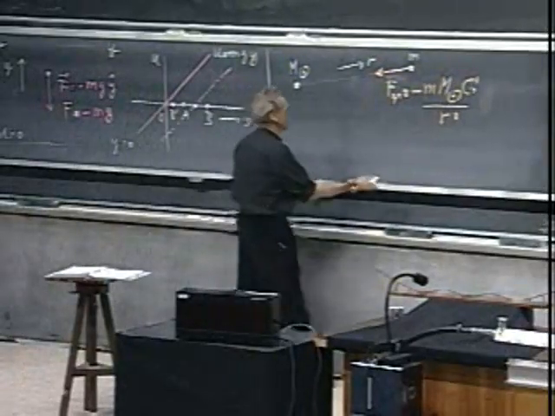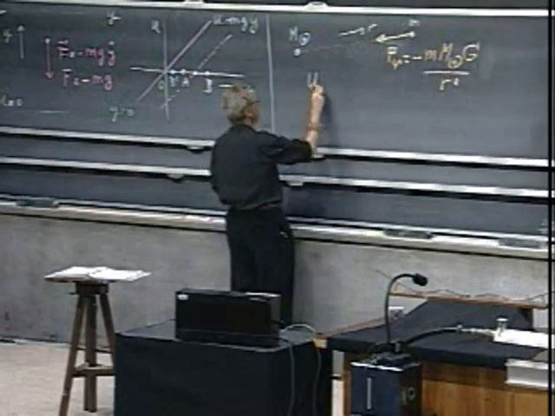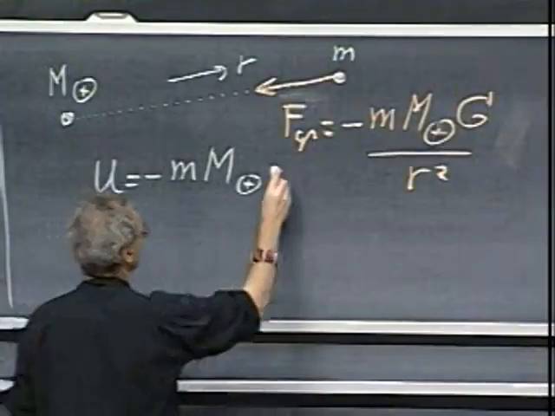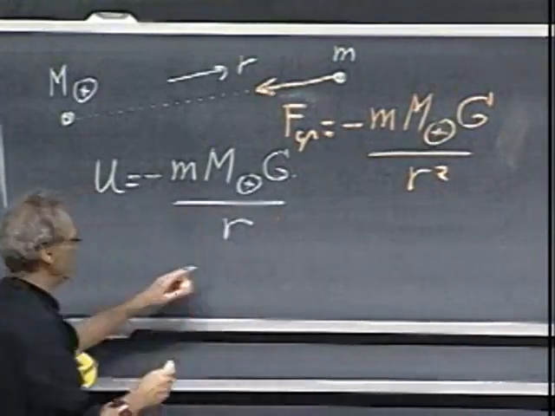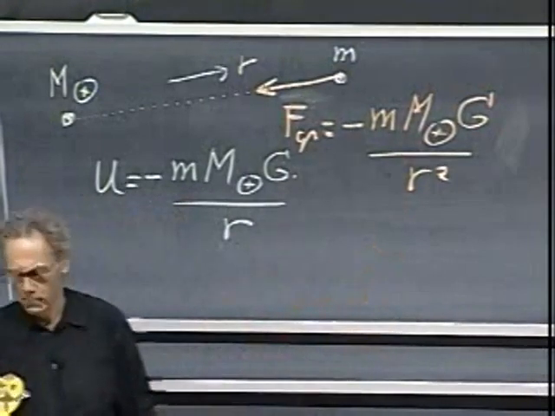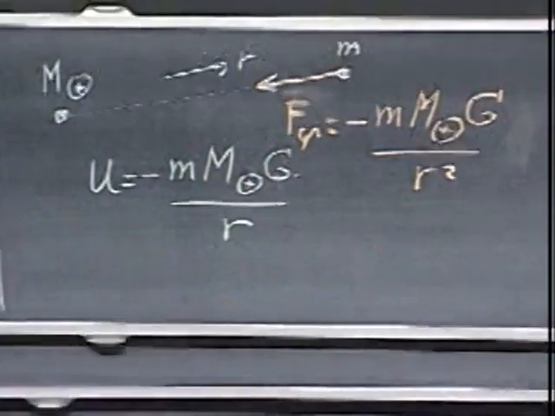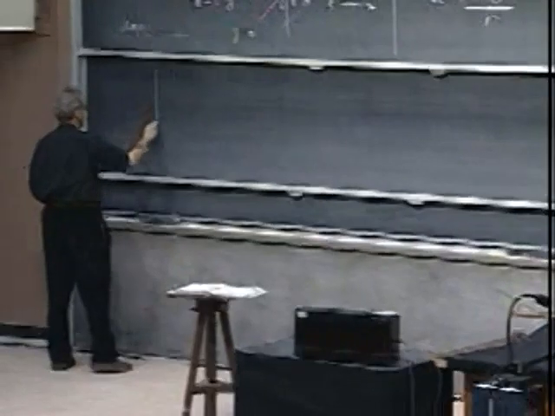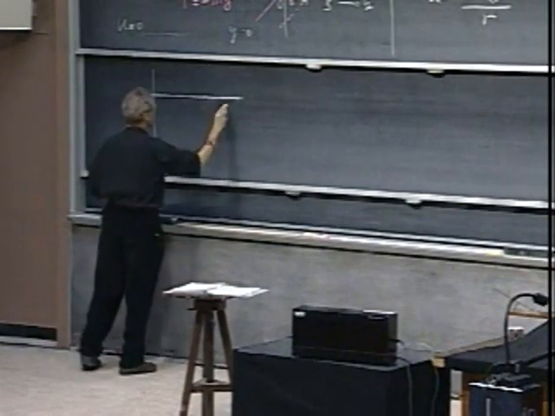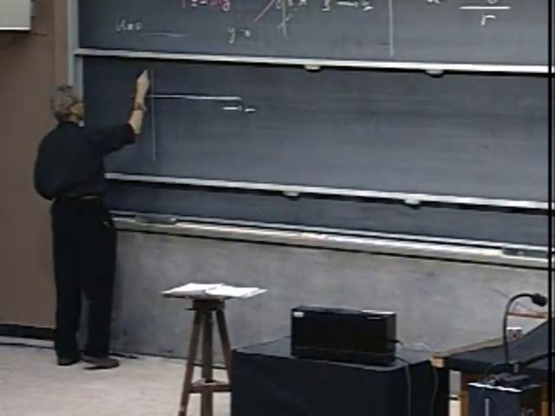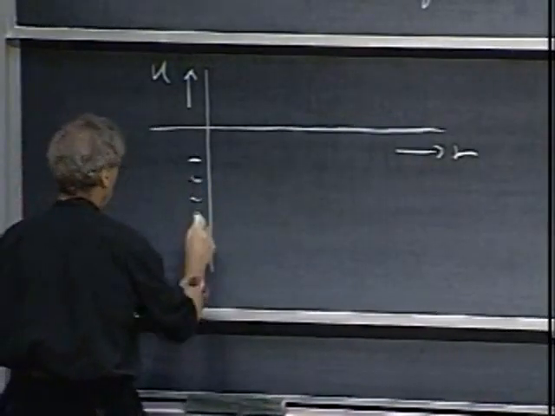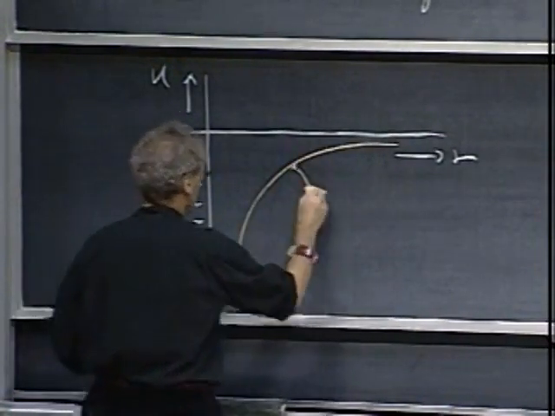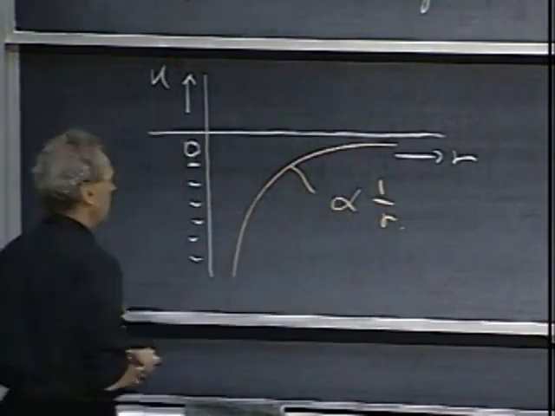The gravitational potential energy we derived last time equals minus m Earth g divided by r. Notice here is r and here is r squared. And if you plot that, the plot goes sort of like this. This is r. This is increasing potential energy. All these values here are negative. And you get a curve which is sort of like this. This is proportional to 1 over r.